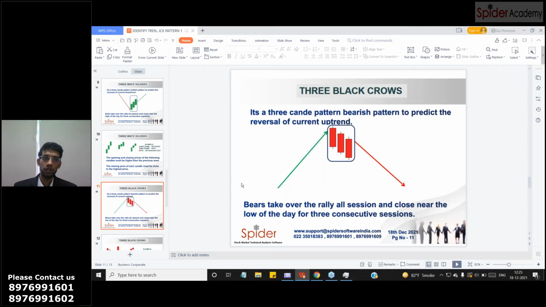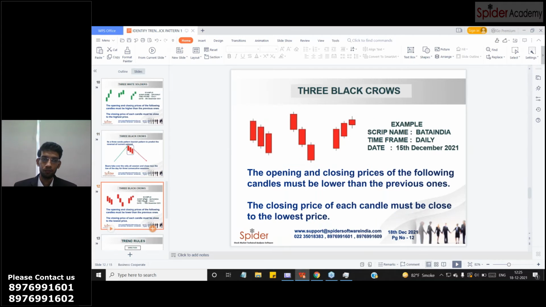So in short, it's the exact opposite of the three white soldiers, where three green bodies were there, but here three red bodies are there, which are closing consecutively lower. These are the three scenarios that you can see. In every scenario, there is always a comparison with the close. So the close is lower compared to the previous candle, and you can get the pattern. Here the opening and close price of the following candles must be lower than the previous one. And the third condition is that the closing price of each candle must be close to the lowest price.